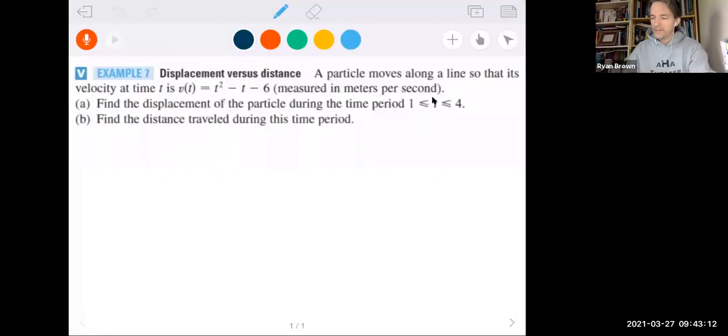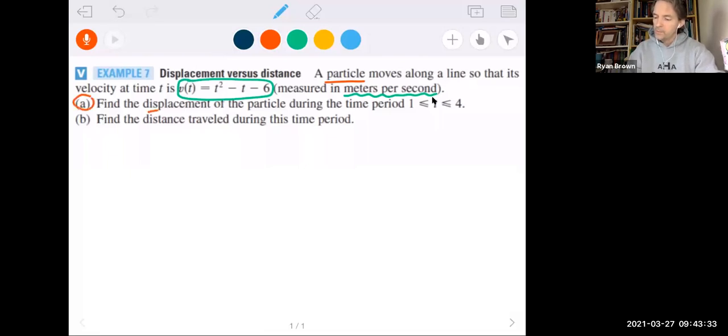Displacement versus distance. All right, your big clue here, first of all, is it says particle. So you know that you're in particle motion. It's traveling along a line. So the velocity is here for time t. We've got units, so keep paying attention to that because we always want to include our units in our answers, meters per second. All right, let's try number 1 here, friends.